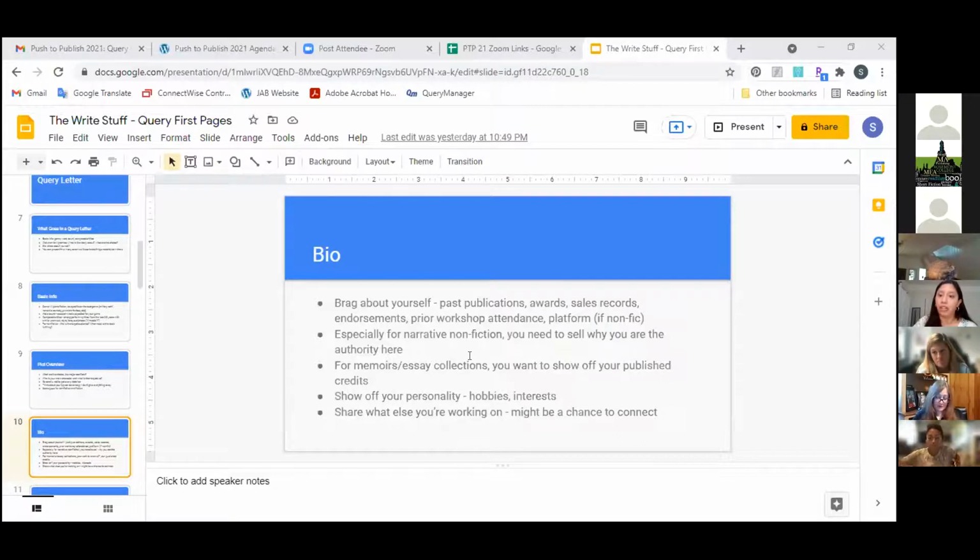And if you're a nonfiction writer, you want to share your platform, especially because you need to be selling why you are the authority here. Whether you're a professor, if you are a member of an important society, if you've been building your social media profile and you have now X amount of followers, that's something you definitely want to share. For fiction, your social media profile does not matter as much.